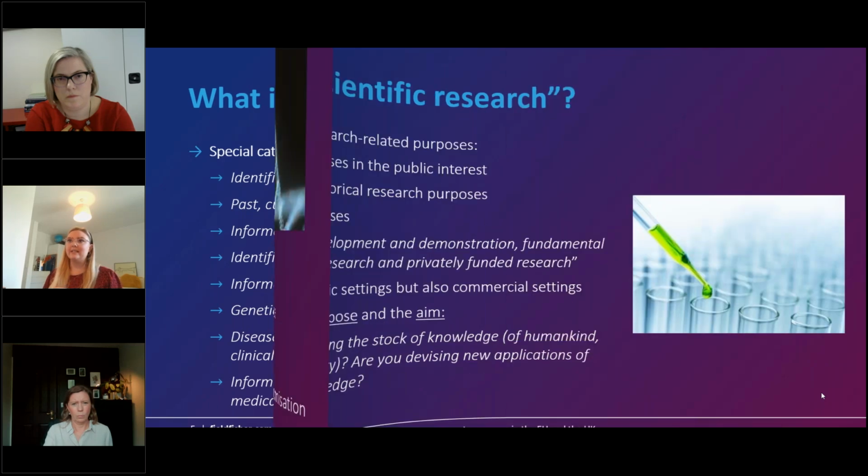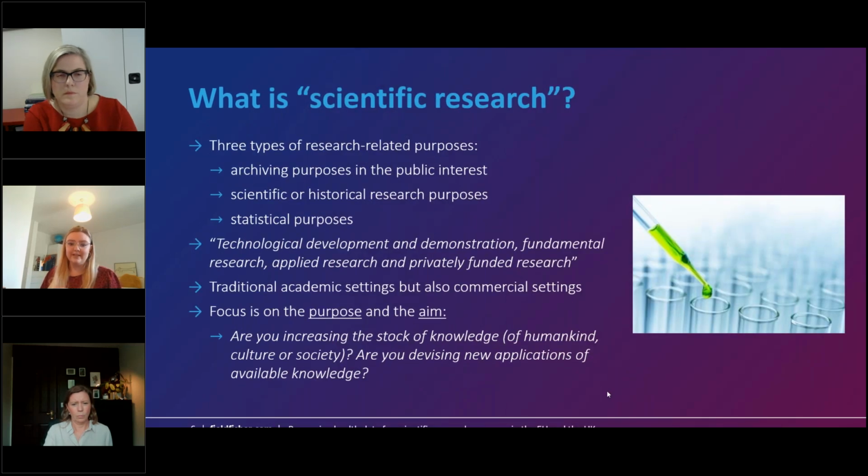What we're going to discuss next is what we mean by scientific research. Now, the research provisions we're talking about refer to 3 types of research-related purpose. They're the ones listed on the slide there. So archiving purposes, scientific or historical research purposes, and statistical purposes. Now, to use the research provisions we're talking about, you need to demonstrate that your processing is necessary for one of these purposes.